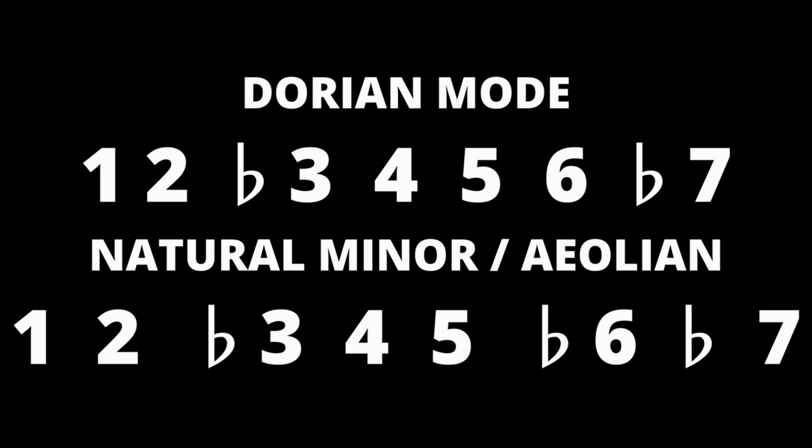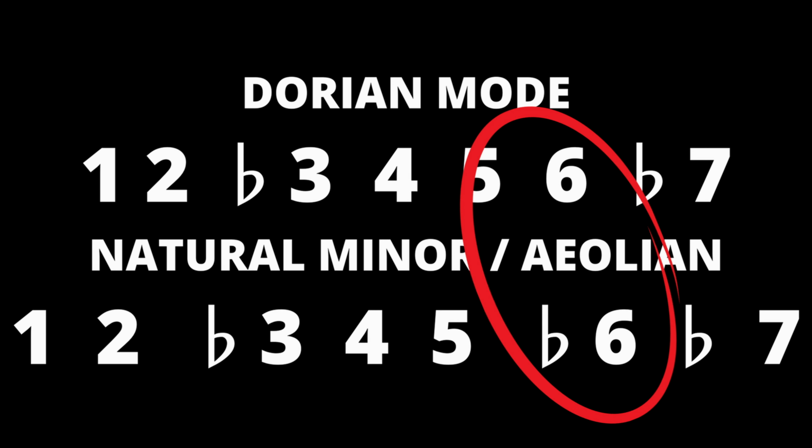It's also worth comparing Dorian with the natural minor / Aeolian scale. In relation to the major scale, that has the notes 1, 2, flat 3, 4, 5, flat 6 and flat 7. The point of difference here is the natural sixth note. This also separates Dorian from other minor scales.